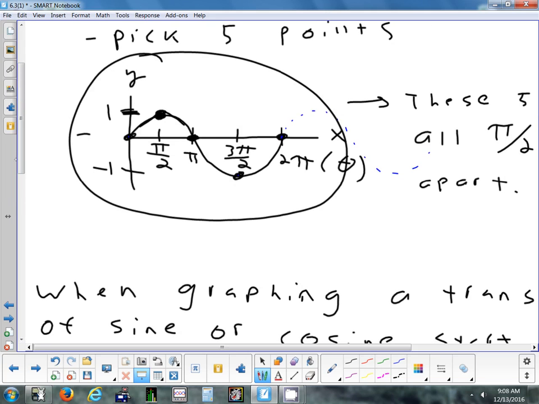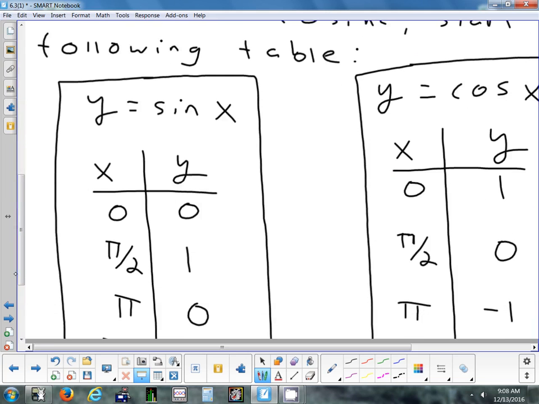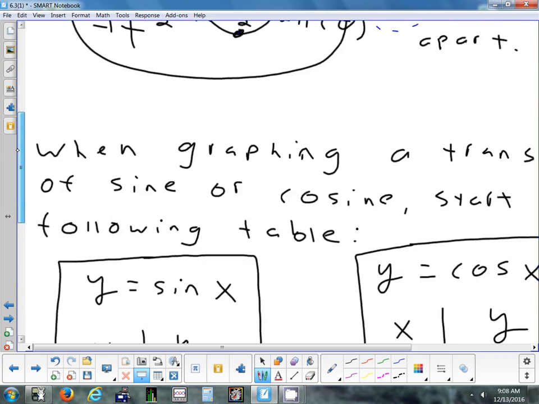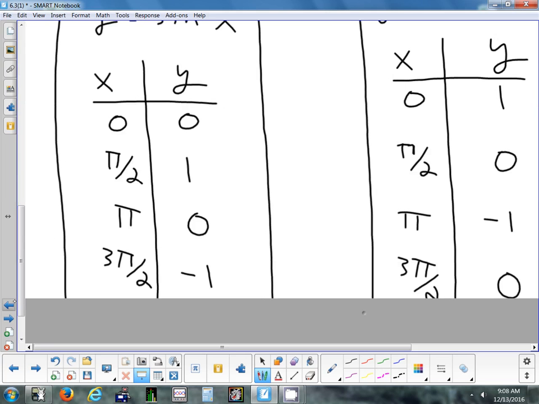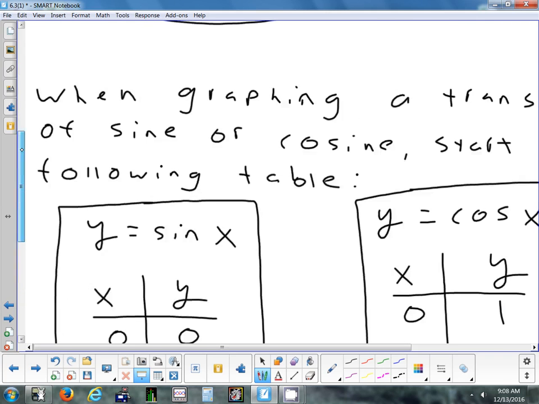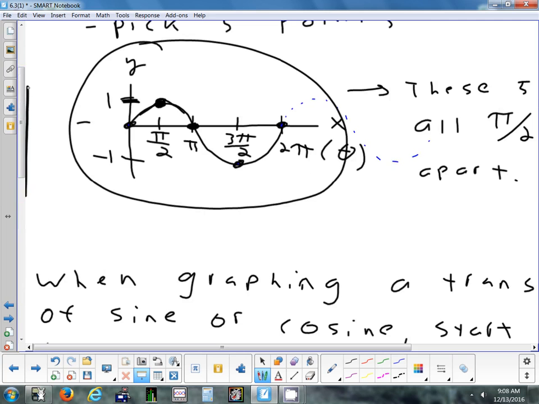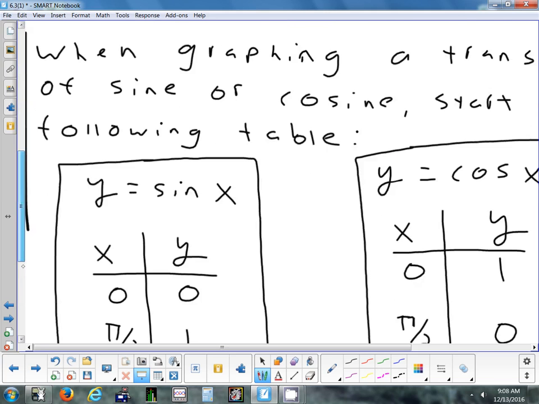Pi, comma, 0. That's my third point. Okay, my fourth point. John, what's my fourth point? 3 pi over 2. Yep, 3 pi over 2, comma, -1. 3 pi over 2, -1. And now the last point in this table should be back at the beginning, okay, for the y value. Okay, the x value is 2 pi, and notice the y value is 0, which is exactly what we started with. Okay, so 2 pi, 0.